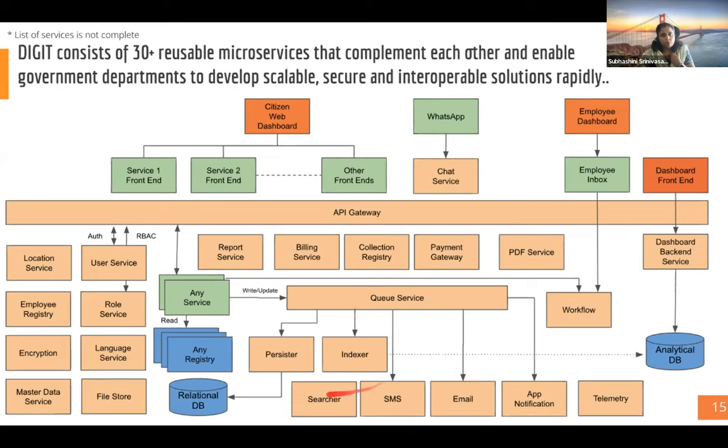These two services are also key, the persister and the indexer. All microservices do not write into the RDBMS directly. They all write into a Kafka queue, right? And this persister is a configurable service which essentially does the mapping between the data which has been put on the Kafka topic by a service. It transforms it and maps it to the schema that this service has defined in the relational DB.